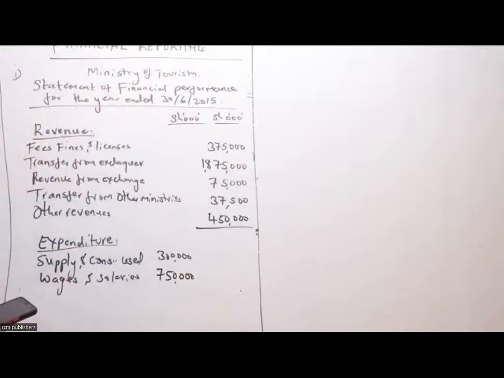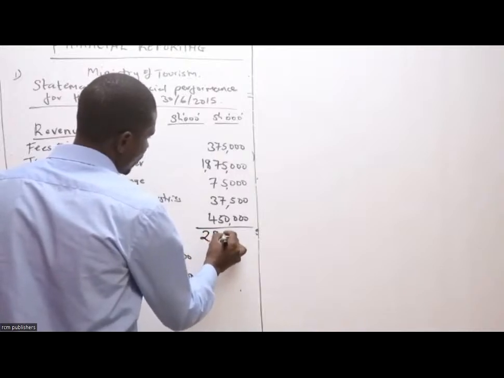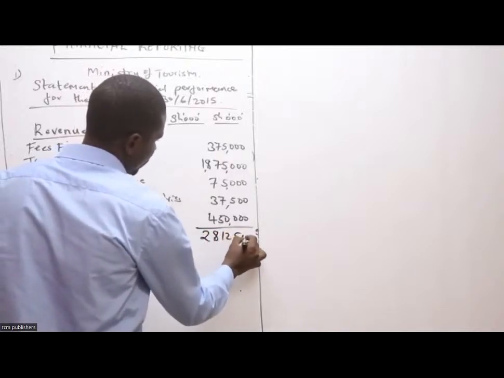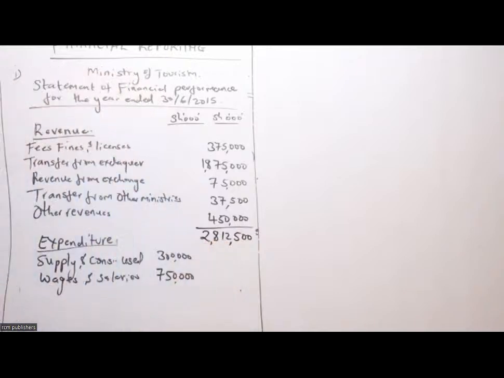2,812,500 is gaining popularity. Let's go with 2,812,500. That is gaining popularity. So let's proceed with expenditures.